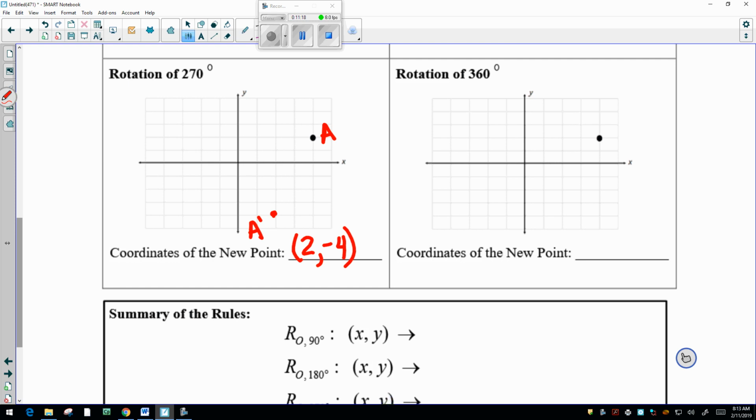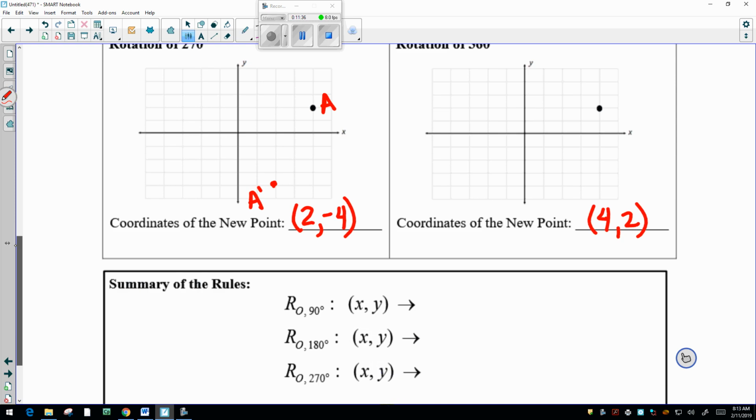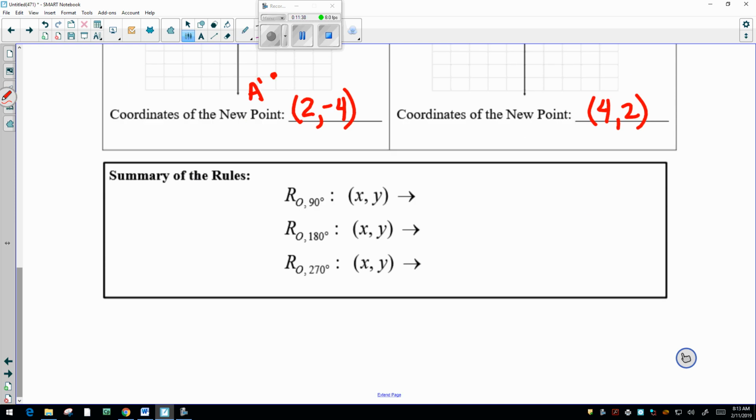270 degrees. Now, rotation of 360, that's 4 90-degree rotations. If you rotate something 4 times 90, that's 360. It's going to bring you right back to the start. So a 360-degree rotation really doesn't do anything to your coordinate. Okay, so maybe some simple rules that we can write down.